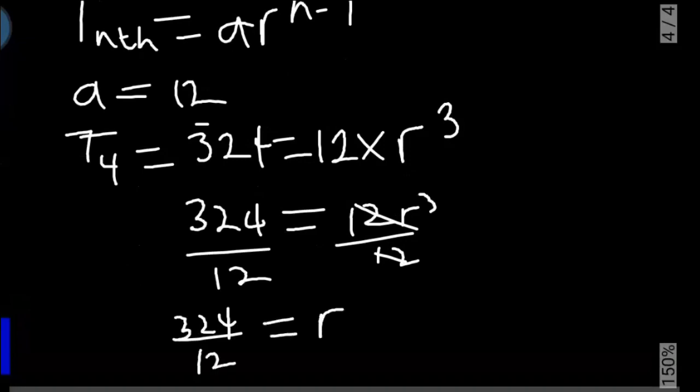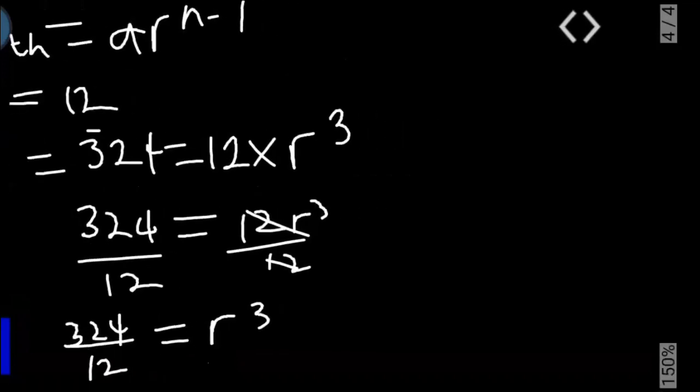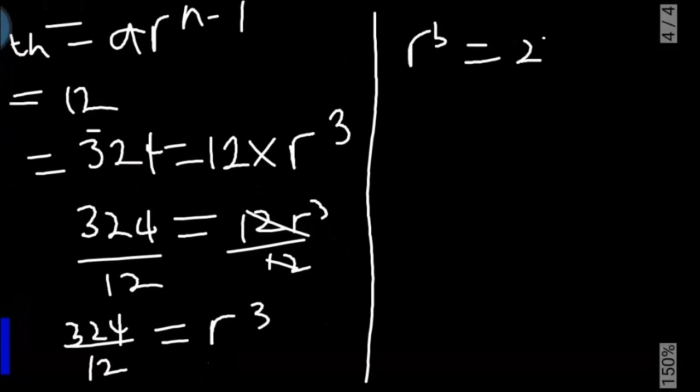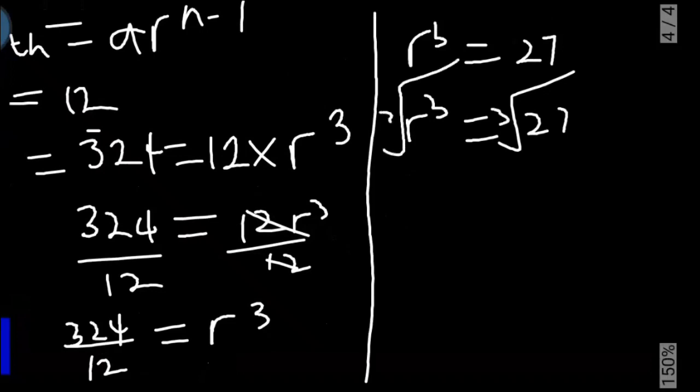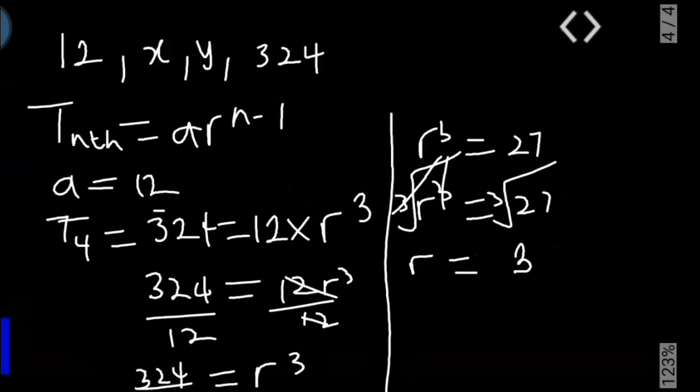324 divided by 12 should be 27. So we have r cubed equal to 27. We can take the cube root of both sides to get rid of the cube. So r cubed is gone. So we have r is equal to the cube root of 27. And the cube root of 27 is 3. So it shows us that the relationship between these terms is 3.